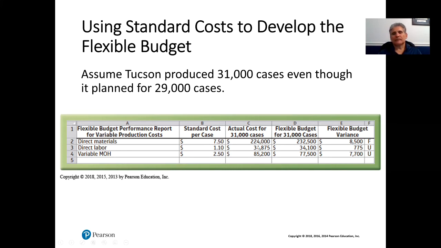For direct labor, our actual costs were $34,875. The flexible budget called for $34,100. Whoops, we were over budget by $775. That gives us an unfavorable variance. And then the variable manufacturing overhead for the cases, our actual costs were $85,200. The flexible budget called for $77,500. The difference is $7,700, and we spent more than what we had budgeted for, so we have an unfavorable variance.